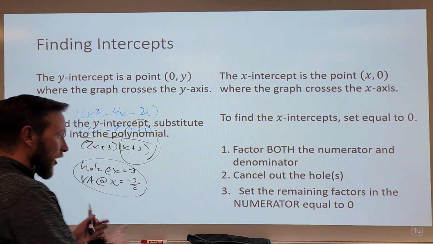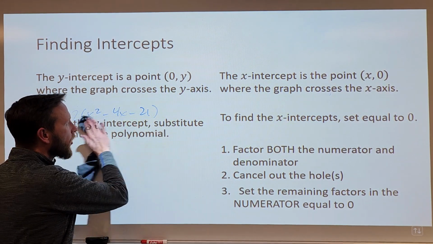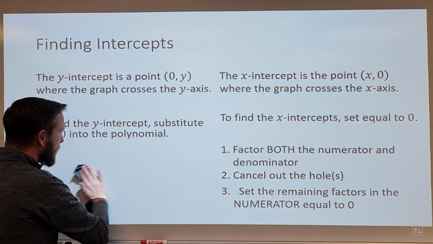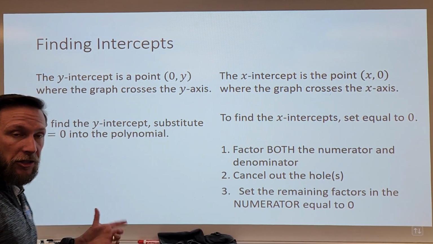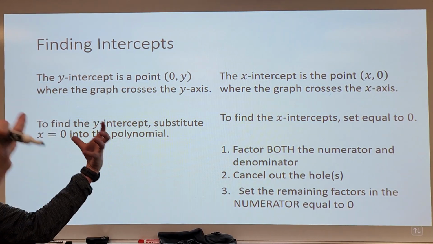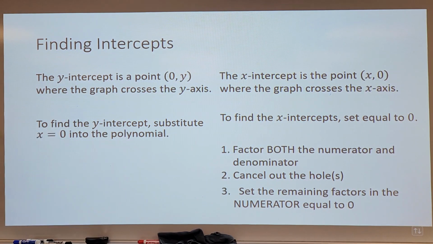The next part, I told you there's a ton of information. So we dealt with horizontal asymptotes. We dealt with vertical asymptotes. Now we're going to deal with intercepts. All of these are aspects of the graphs of our rational functions.